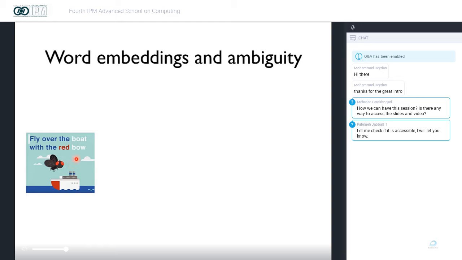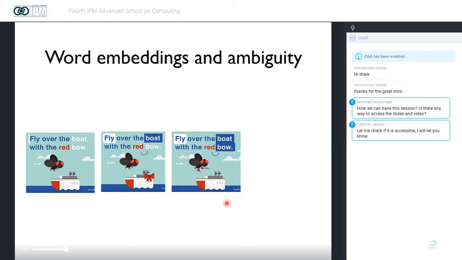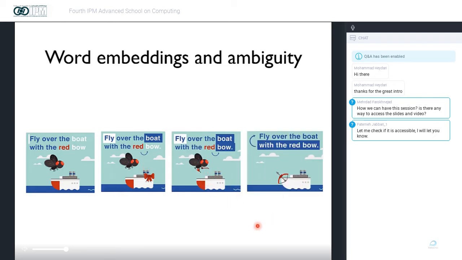Just as an example, look at this sentence and the many different ways in which bow can be interpreted. It can be a sheep bow, it can be a tie or a bow, it can be a music bow, or it can be other stuff. At the same time, we have fly, which can be the insect or the act of flying over the ship.